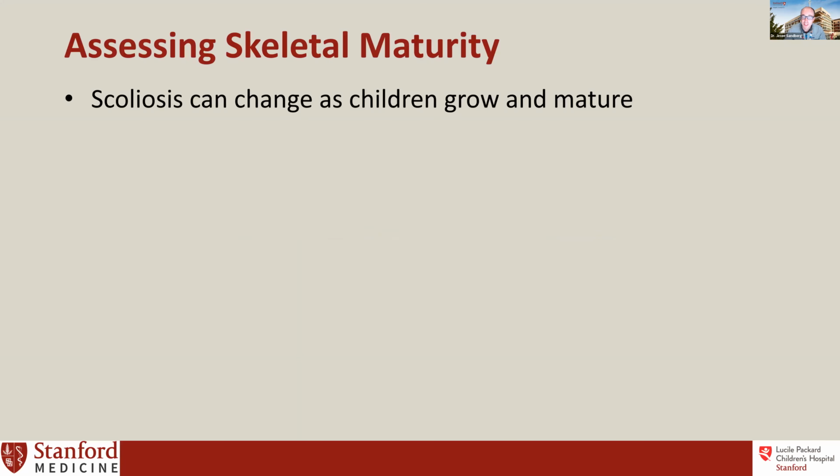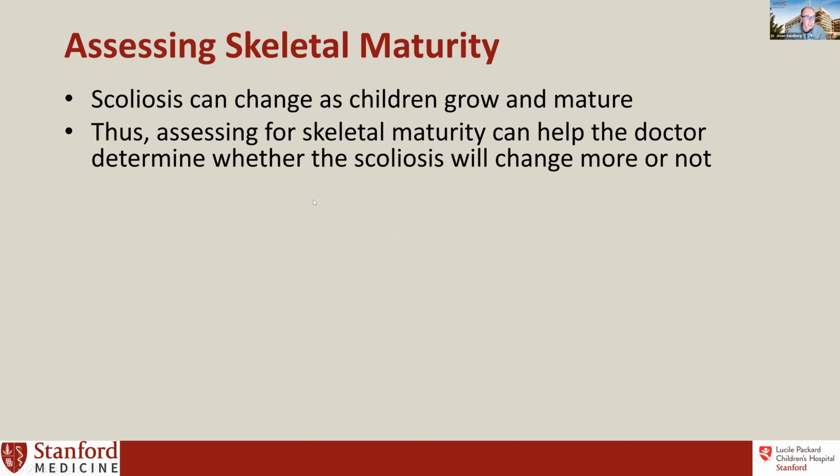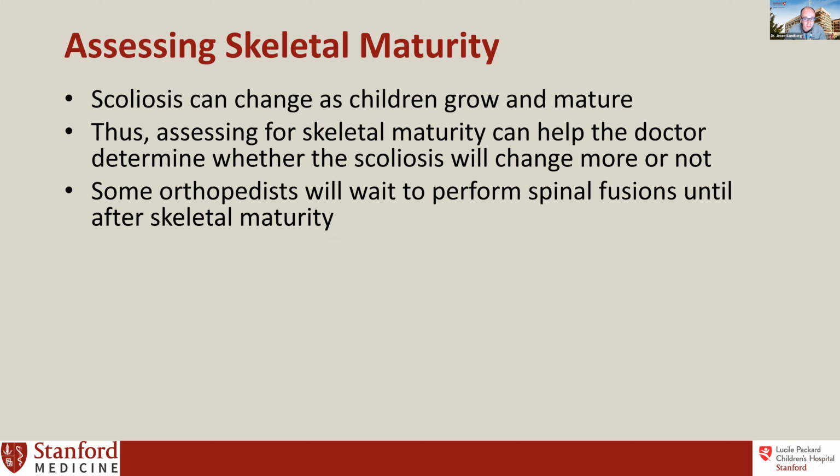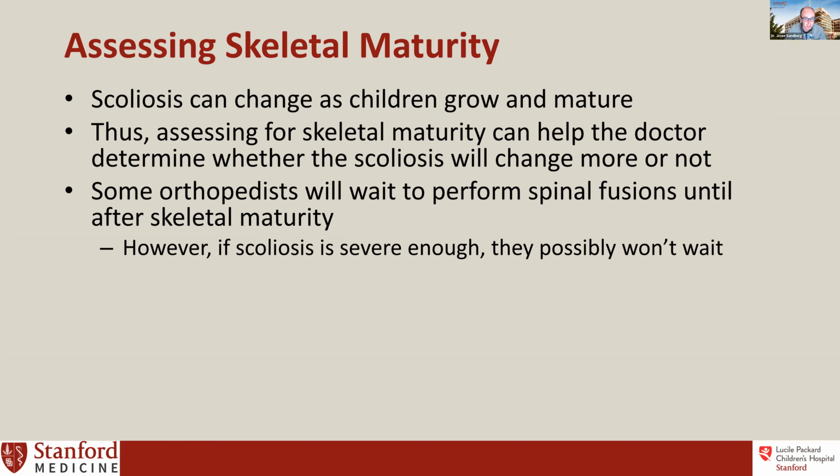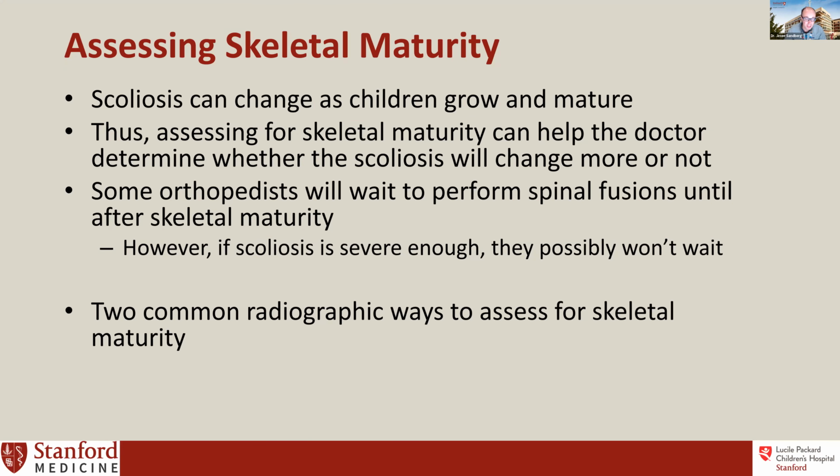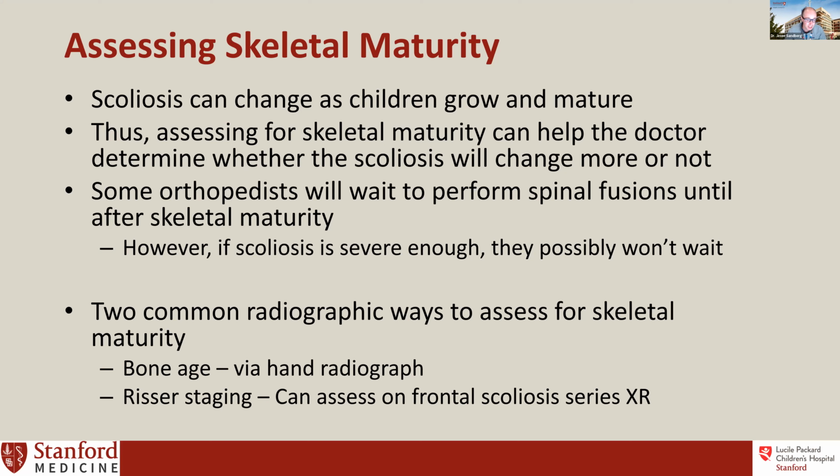All right, so some secondary imaging studies that might be performed besides the one I already mentioned. So scoliosis can change as the children grow and mature. Thus, assessing for skeletal maturity can help the doctor determine whether the scoliosis will change more or not. So some orthopedists will wait to perform spinal fusions until after skeletal maturity. If the scoliosis is severe enough, obviously they will discuss with you about performing surgery earlier. So two common radiographic ways to assess for skeletal maturity is the bone age via hand radiograph, or what's called Risser staging, which can be assessed on frontal scoliosis series radiography.